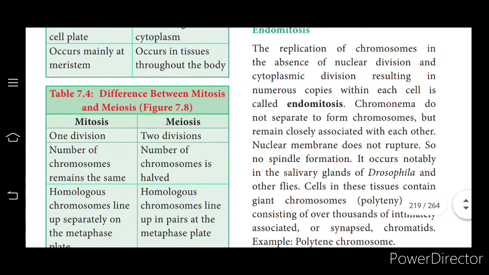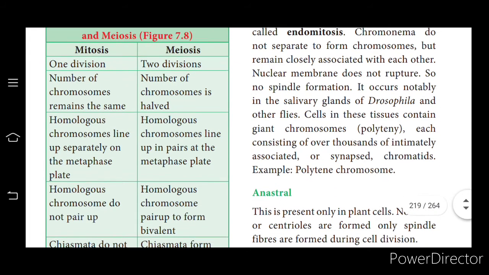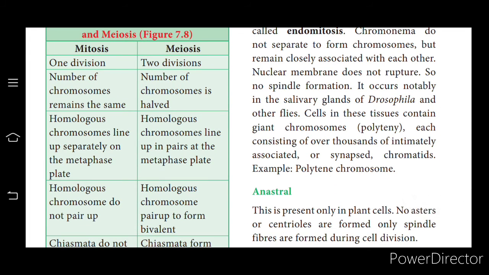Endomitosis: the replication of chromosomes in the absence of nuclear division and cytoplasmic division, resulting in numerous copies within each cell, is called endomitosis. The chromonemata do not separate from the chromosome because they just remain close together. The nuclear membrane does not rupture. So it is a closed mitotic division.